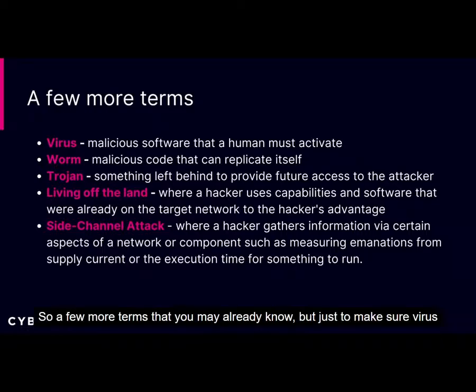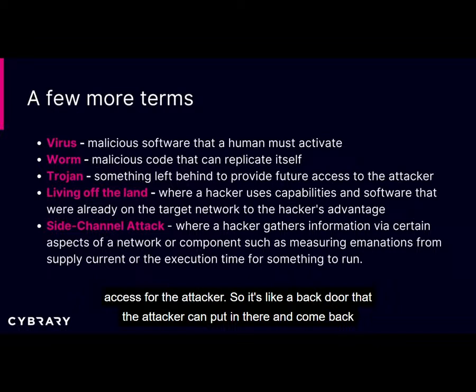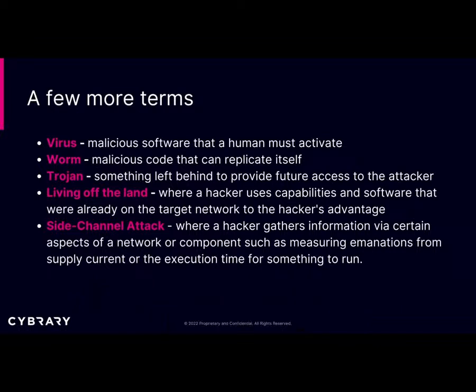So a few more terms that you may already know, but just to make sure. A virus is a malicious software that needs a user to activate it. A worm is something that can propagate on its own once it's been activated on the network. So the user sort of only needs to activate it one time and then it can replicate itself. A Trojan is something that establishes future remote access for the attacker. So it's like a backdoor that the attacker can put in there and come back and have access to the system.